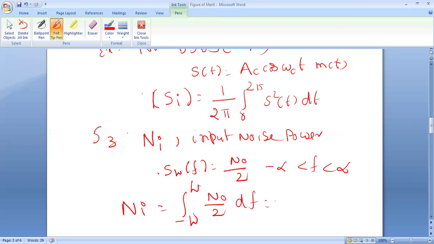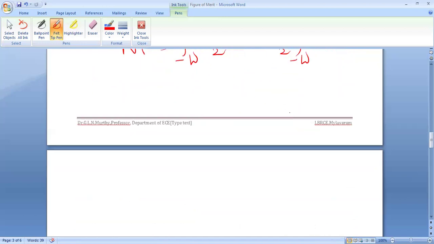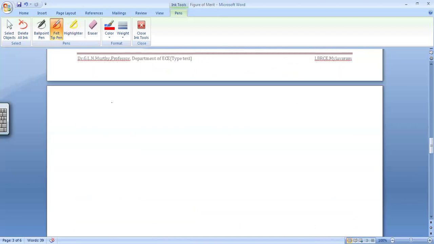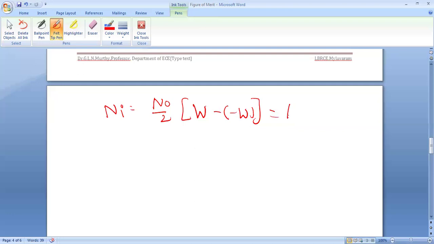N0/2 is a constant. So how will it be? N0/2 times the integral from -W to W of 1 df. The integration of 1 is f. So the input noise power will be equal to N0/2 into (W minus (-W)), which is nothing but W N0. This is the input noise power.